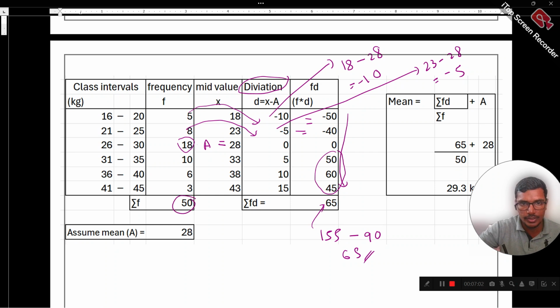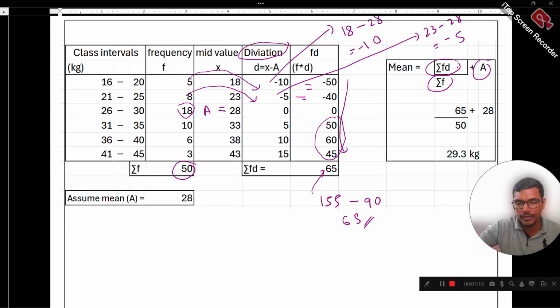It won't change. So when we are finding the mean, it will be sigma fd over sigma f plus assumed mean. Sigma fd will be 65. 65 divided by 50, you can find the answer. 65 divided by 50 will be 1.3. 1.3 plus 28. When you add those two, 29.3 kilograms. Mean will be the same.